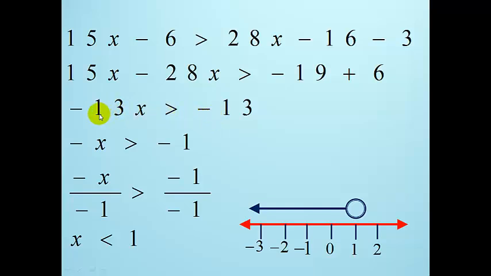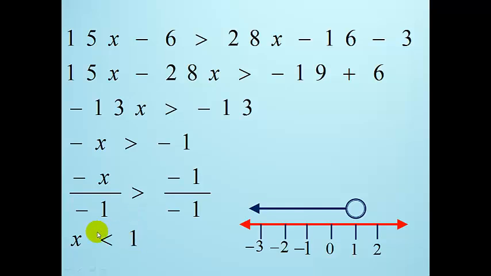Now first, let's divide through by 13. Dividing minus 13x by 13, we are left with minus x, and dividing minus 13 by 13, we are left with minus 1. So we have -x > -1. Take note that we are solving for x, not minus x. So we divide the left hand side by negative 1, and we divide the right hand side also by negative 1. Minus x divided by minus 1 is x, and minus 1 divided by minus 1 is 1.